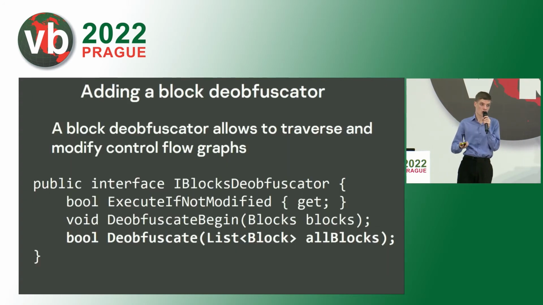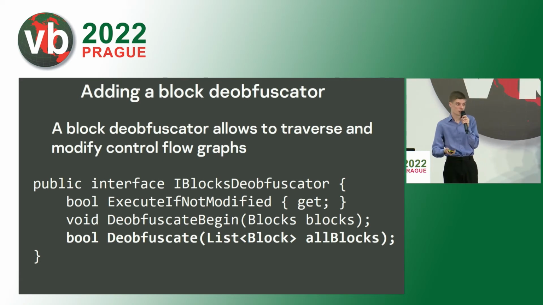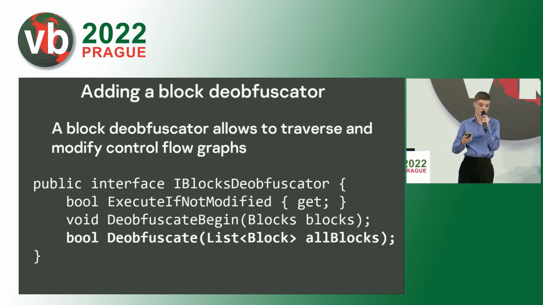So right now, our deobfuscator does nothing. It's just a template. And let's add useful features to it. As we remember, our strategy heavily relies on constructing control flow graphs of functions. de4dot allows you to do that by defining a class that's called a block deobfuscator. We should define this class in our code, and it should implement the IBlocksDeobfuscator interface. As you can see from the slide, this interface has 3 methods. We are interested only in the last one, which is called Deobfuscate.